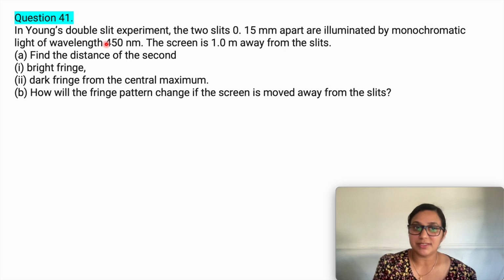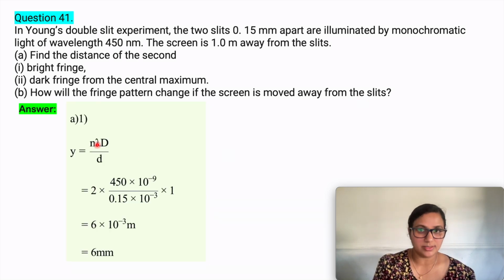Question number 41. In Young's double slit experiment, the two slits 0.15 millimeter apart are illuminated by monochromatic light of wavelength 450 nanometer. The screen is 1 meter away from the slits. A. Find the distance of the second bright fringe and second dark fringe from the central maximum. And B. How will the fringe pattern change if the screen is moved away from the slits?